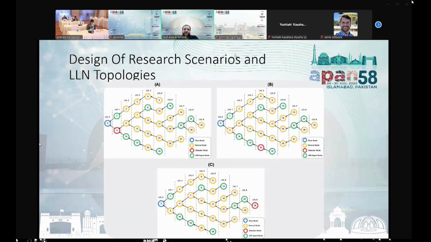After that, we evaluate the performance in figure B, in the midway position with respect to the root node. And finally, we evaluate performance in a far location with respect to the root node, also to see the performance of the attacker node in this position. So these are the three experiments we have in this research.